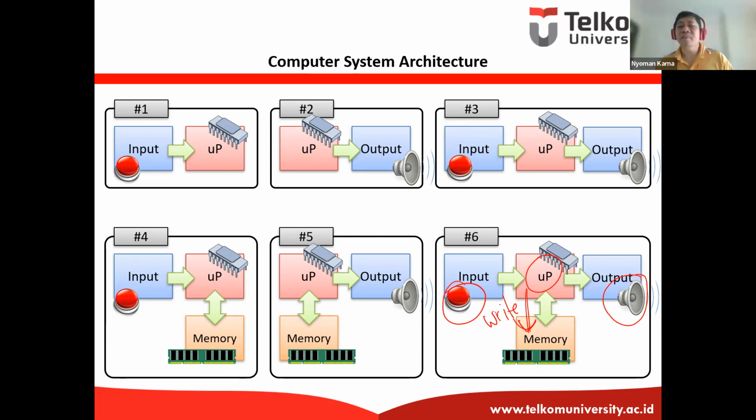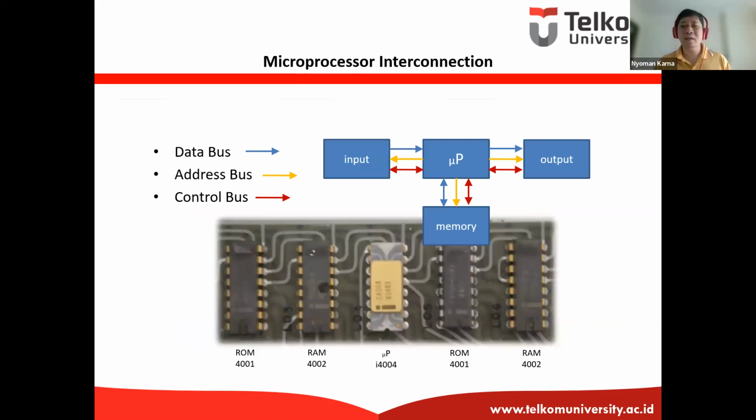So the interaction between microprocessor and memory is two-way. The microprocessor can either write into the memory, or it can also read from the memory to the microprocessor. Okay, so it's two-way, both ways. Now, for the microprocessor to interact with the memory, it needs several buses.